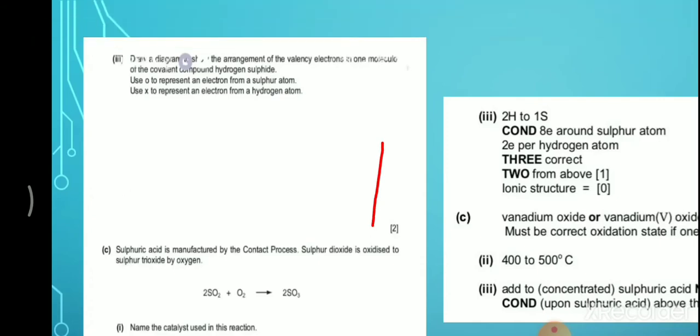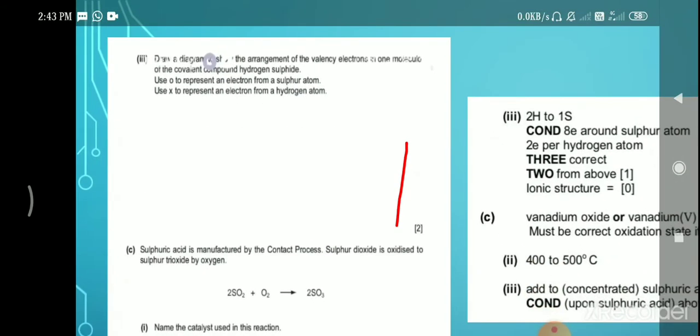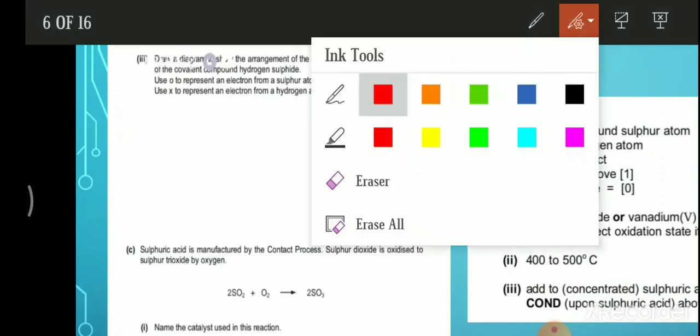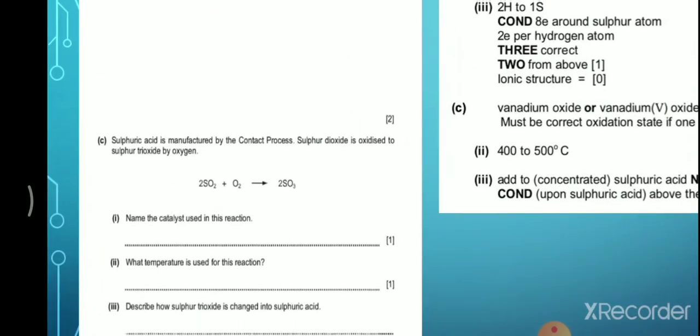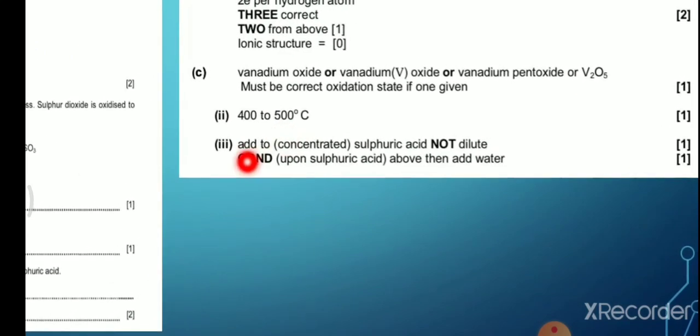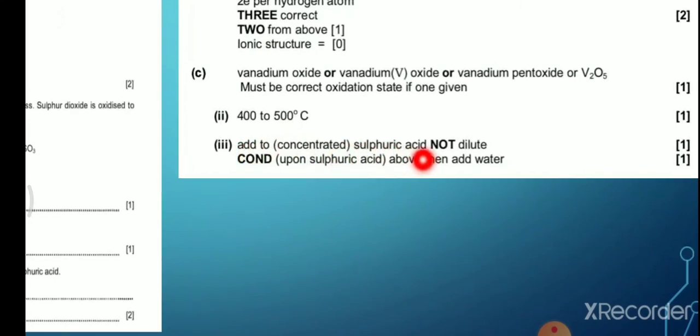Okay. Next question. Name the catalyst used in the reaction. You know that's vanadium pentoxide. What is the temperature? 450 degrees Celsius. Describe how sulfur trioxide is changed to sulfuric acid. Here you can write: add concentrated sulfuric acid. That will give you 1 mark.